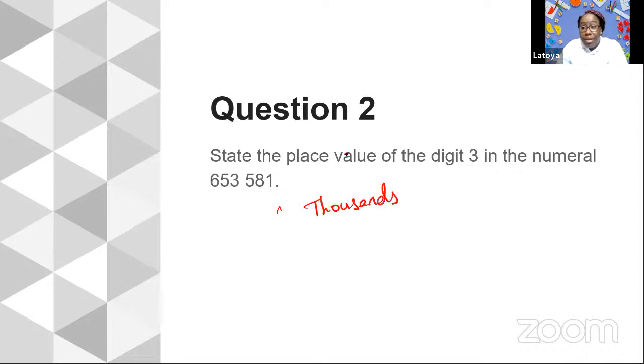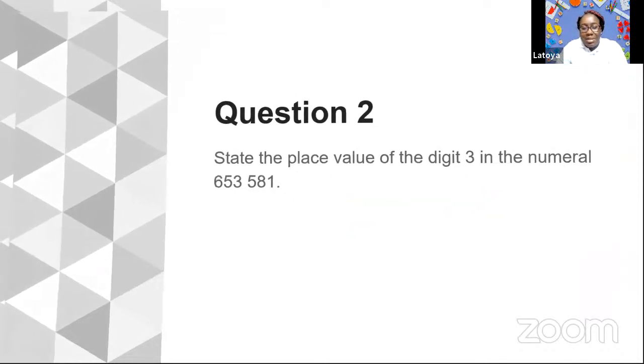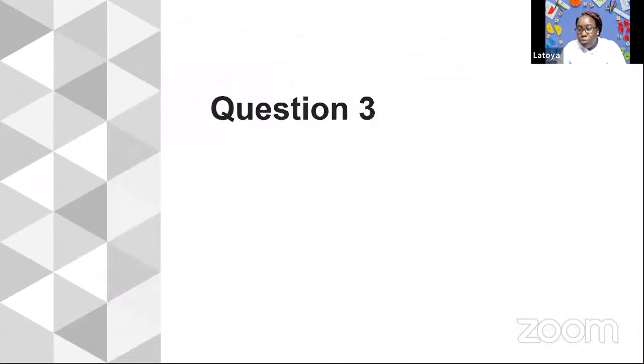Okay, now if the question asked you for the value, then your answer would be 3,000. But this question asks us for the place value. So that's what you write. Moving on to question number 3.